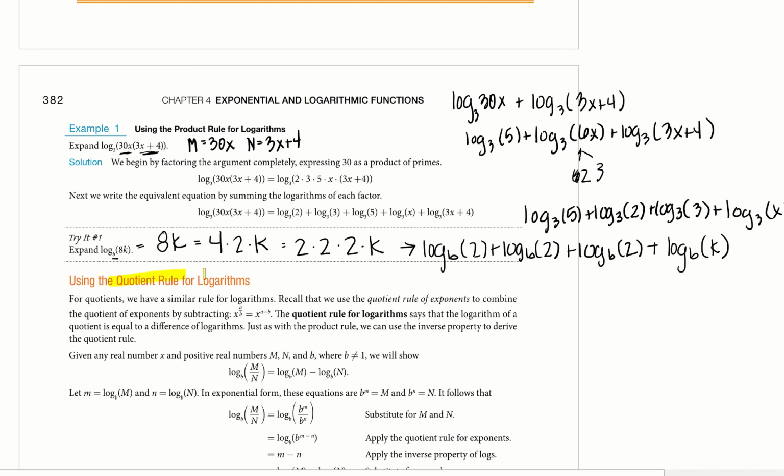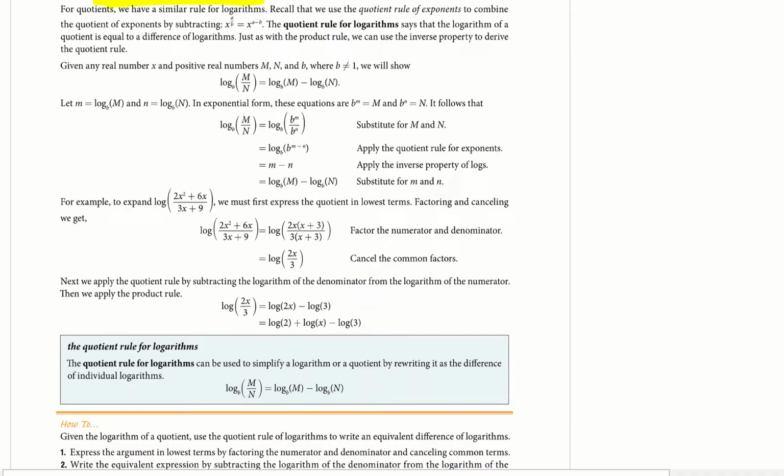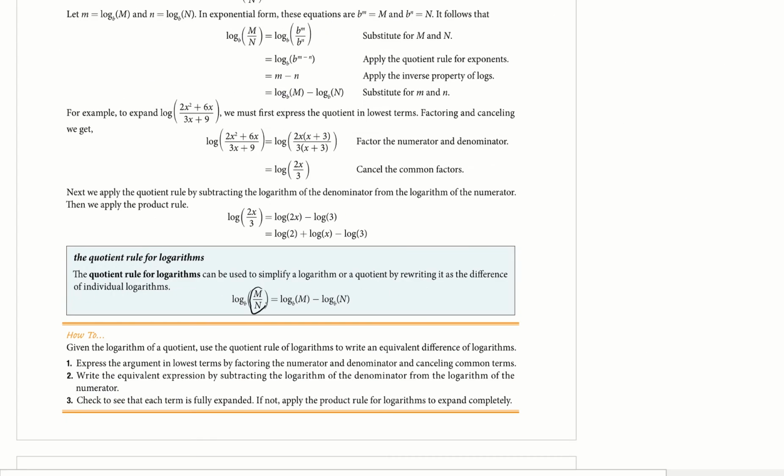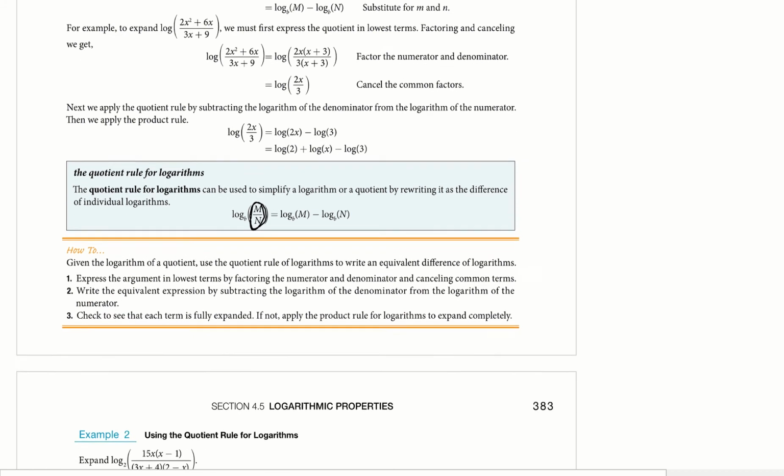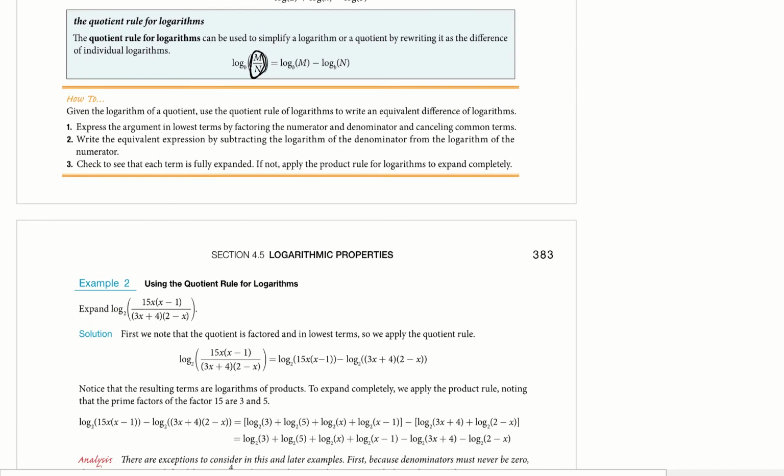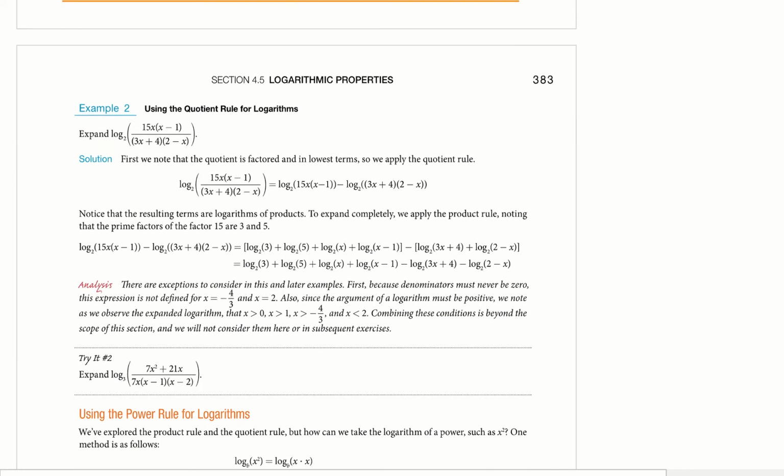Now another rule we're going to have a look at is the quotient rule. The quotient rule is what happens if we have values on the inside that you can form into a fraction. So what we're going to do is subtract them from each other instead of adding them. And here is the example that your book has. I am going to go ahead and go over this one.